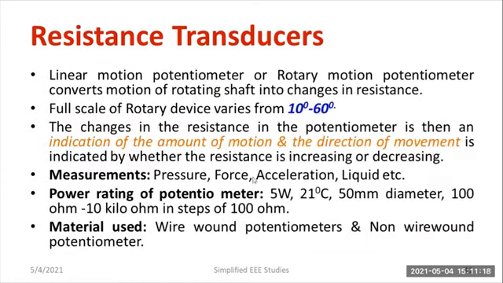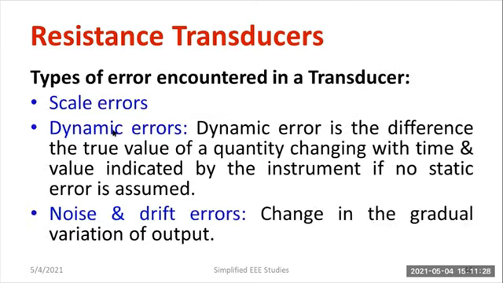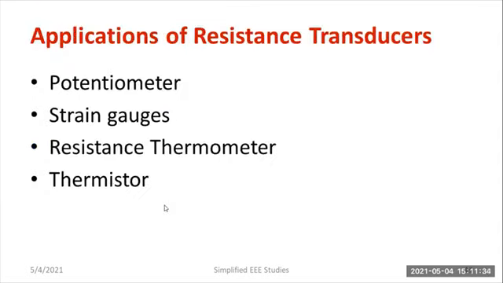Afterwards I have explained the different types of transducer and I have given the specification details, etc. Afterwards, I have discussed the pros and cons of resistance transducer. Afterwards, I could list out a few errors which occur in case of resistance transducer. And finally, I have listed out the applications of resistance transducer.